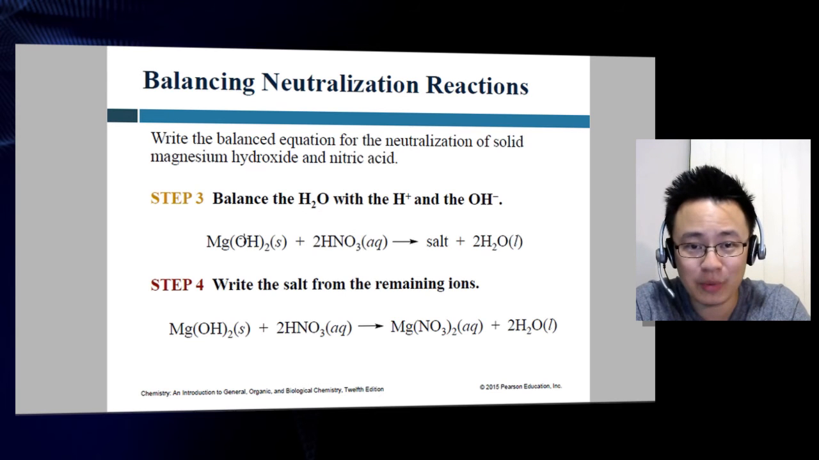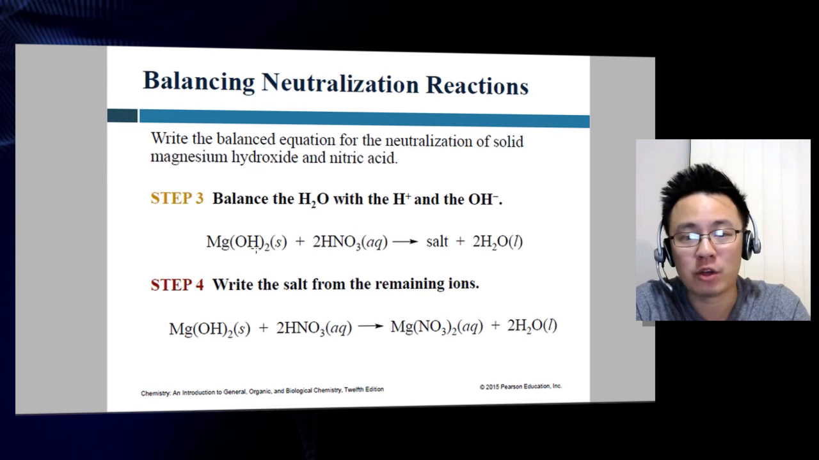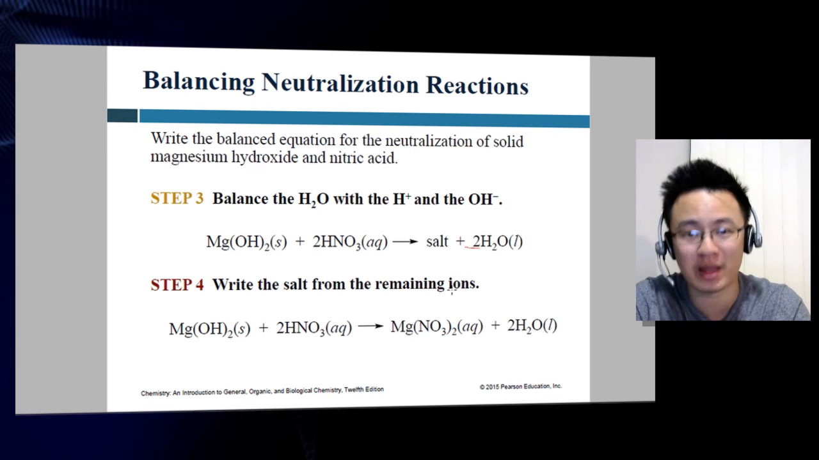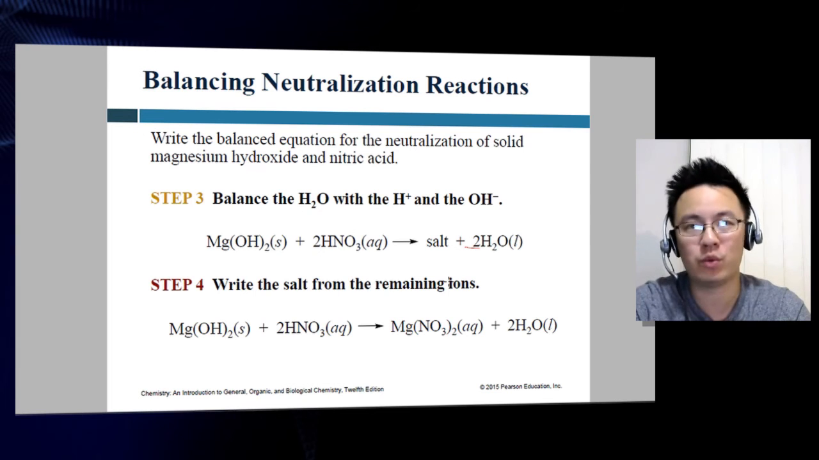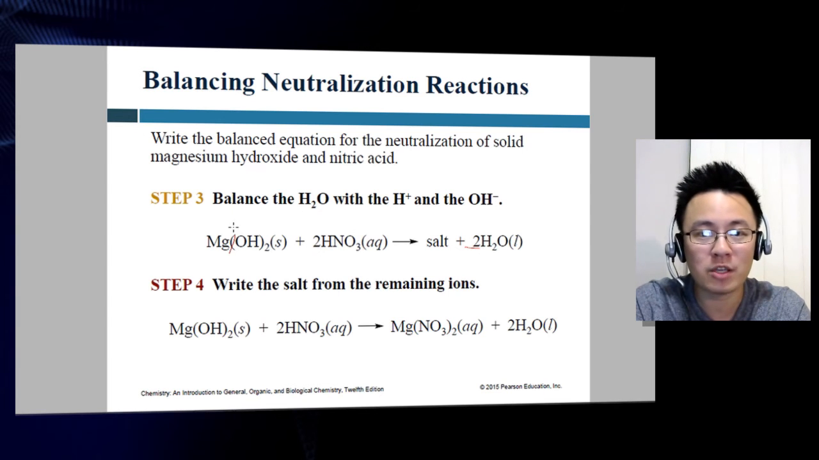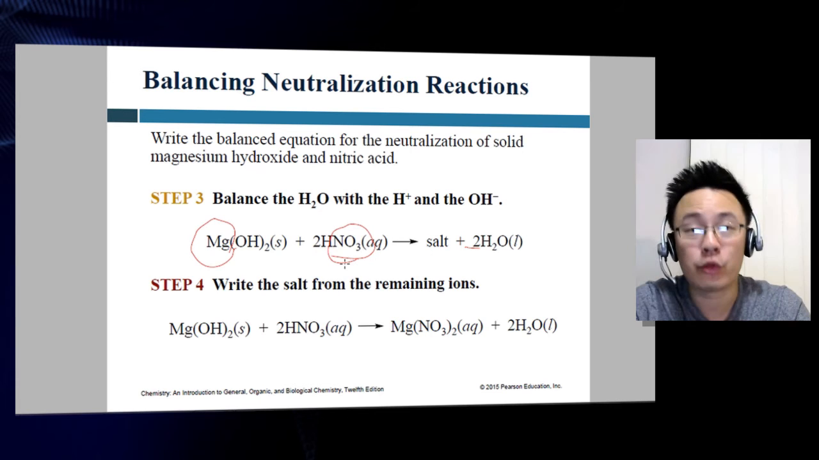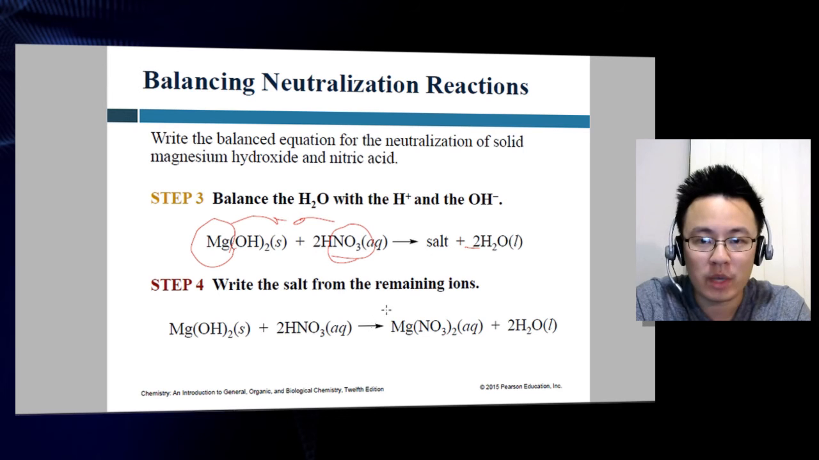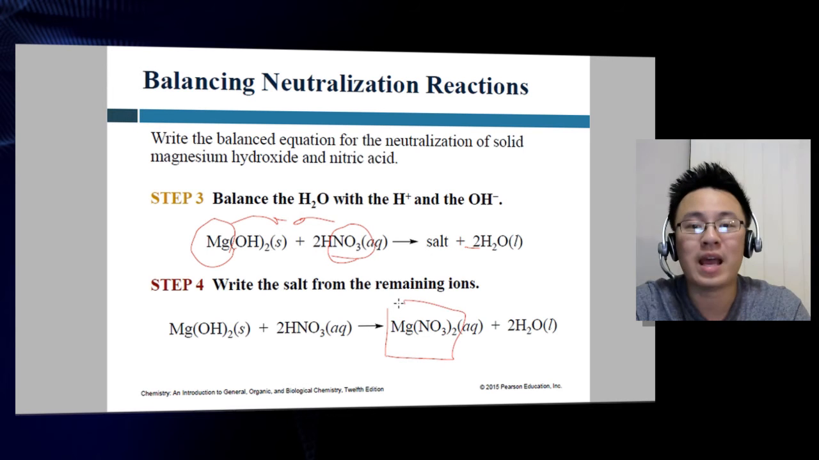In order to balance here, we have that hydroxide ion there, 2 of them. So we have 2 hydrogens and 2 more hydrogens. They had 4. So in order to get 4, we have to add that coefficient 2 in front of that water. And now write the salt with the remaining ions. The remaining ions here are that magnesium and, of course, the NO3 group. Pull these two together, and then we will get Mg(NO3) and a 2 right over there.